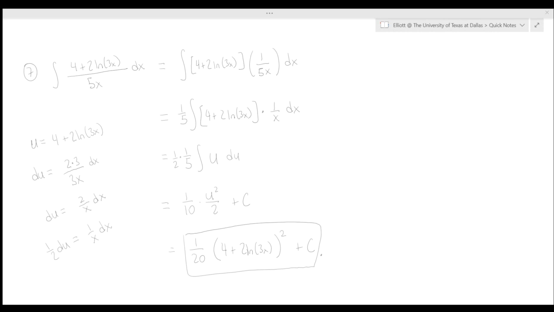So how did I get the 1/2? That came from when I was messing around with the du equation. I was trying to get 1/x dx so that I could replace 1/x dx with something. To get a 1 over here, I needed to multiply both sides by 1/2. So the half canceled with the 2 to give us the 1/x dx. And then we managed to sub in the 1/2 du for it inside the integral. Okay?